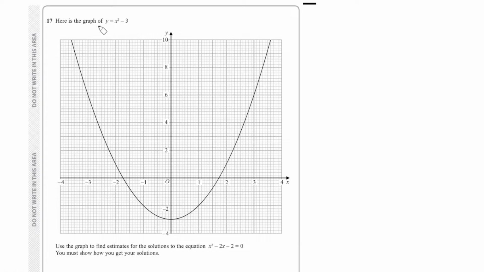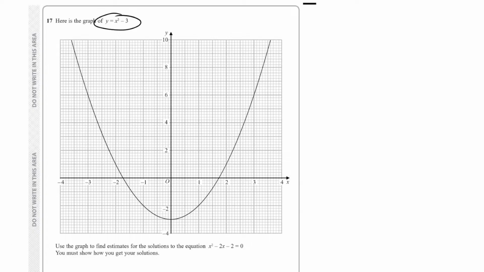Okay, question 17. Here is the graph of y equals x squared minus 3. Now, this is very important that you check what they've actually said here, because then compare it to what's down here. So they've said use the graph to find estimates for the solution of the equation x squared minus 2x minus 2 equals 0. Can you see how that's a completely different quadratic? You must show how you get to your solutions. Yeah, exactly. This is a completely different quadratic, okay?